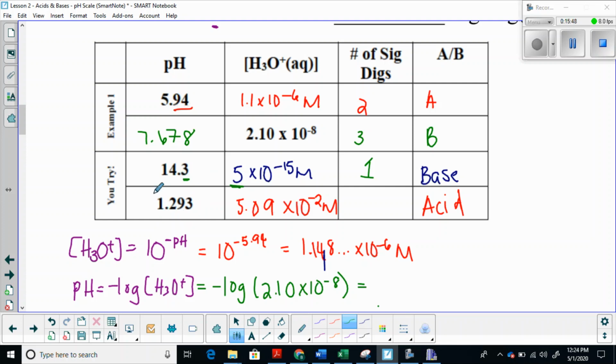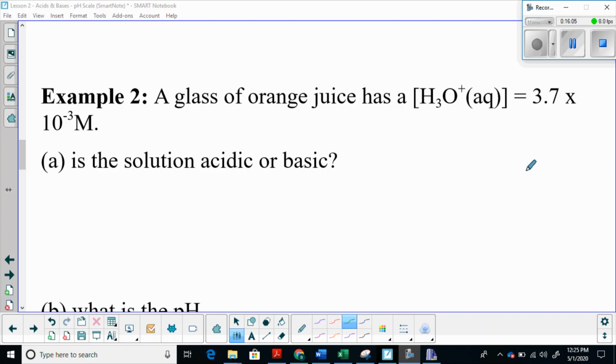Okay, so now let's say here it's 1, so it's less than 7, makes it acid. This has 3 significant digits, so we will report 3 significant digits for our hydronium concentration as well. Fun stuff. Okay, so let's move on to word problems.